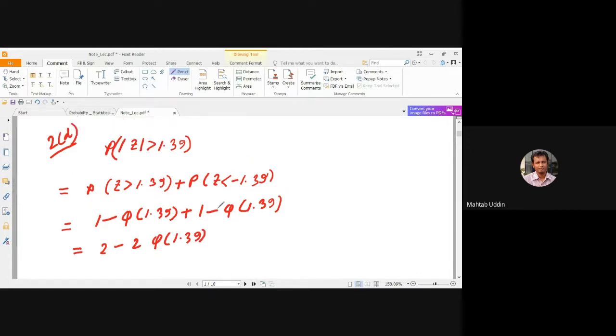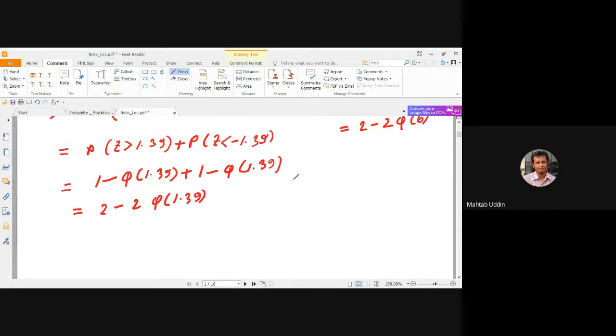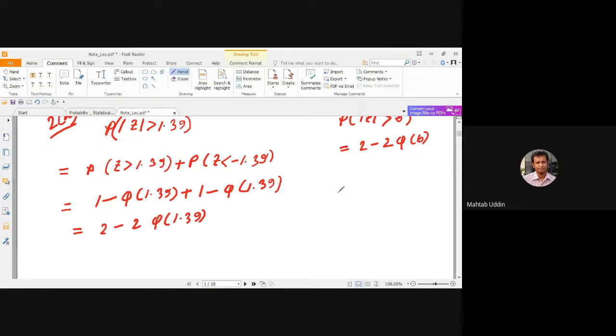So we can write a formula for this. If absolute Z greater than or greater than or equal to some b, then this is 2 minus 2 phi of b. Do you understand? You can use this directly. So 2 minus 2 phi of 1.39, from the table you can find 0.9177. After the simplification, you get 0.1646.